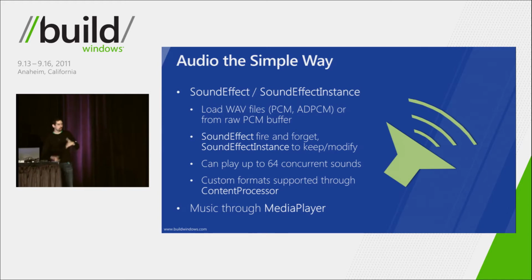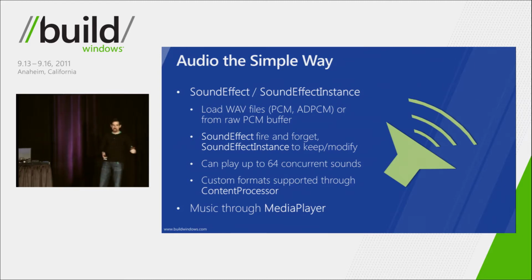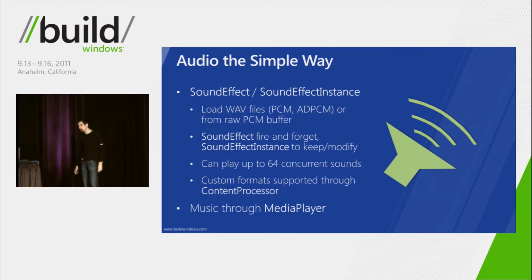Both are essentially brought in the same way through the content pipeline. You did exactly what we saw there. You load the sound effect through the content pipeline, then choose either you want a sound effect or an instance. Both can be loaded as WAV files of PCM or ADPCM, both supported through the content pipeline. We do recommend if you want compressed sound, ADPCM is great. Microsoft compression gives you like a 3-to-1 ratio.